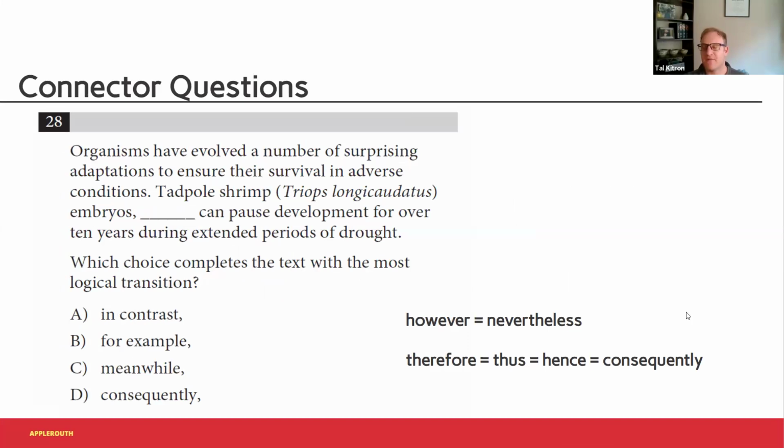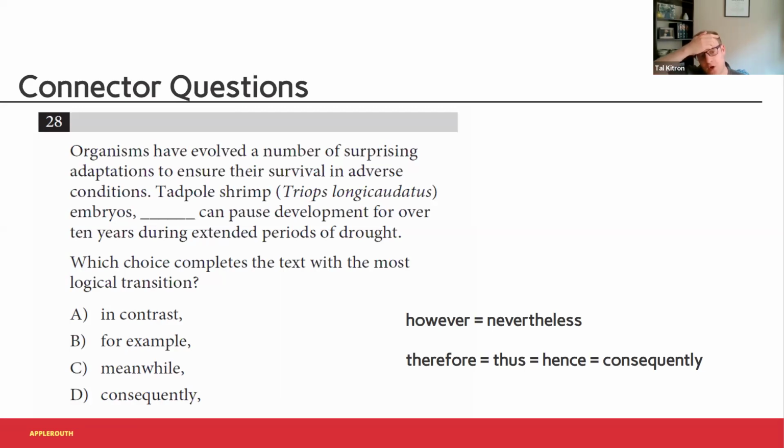Something else you can expect several of per section is connectors. So this falls under grammar. But for these, the job is just think about the ideas and do they contrast or not? So you look before, you look after, and say, are these ideas similar or contrasting? And that allows us to cross out some answers. Some notes I put here. So however and nevertheless are the same. They're both contrast words. And on the other end of the spectrum, therefore, thus, hence, consequently, those are all cause-effect words that are also the same.